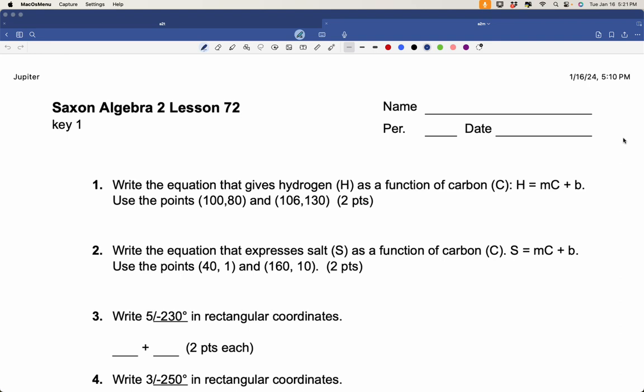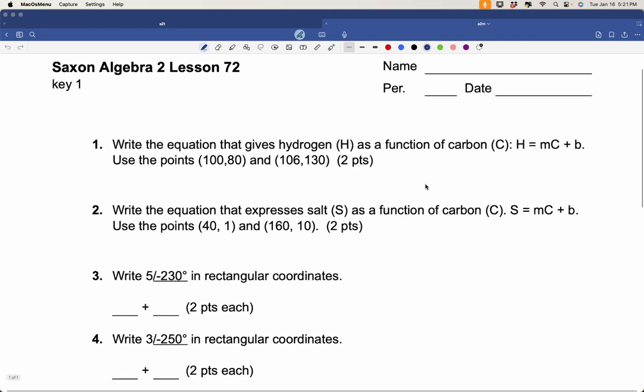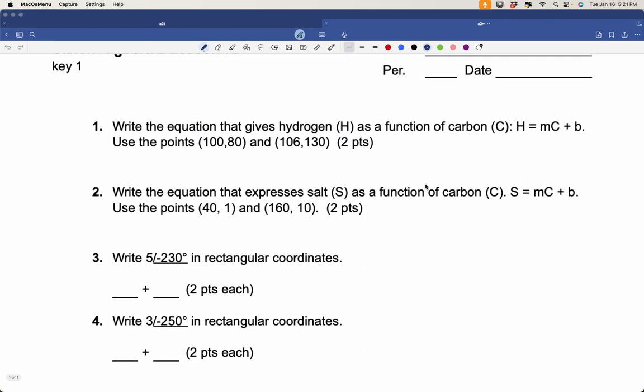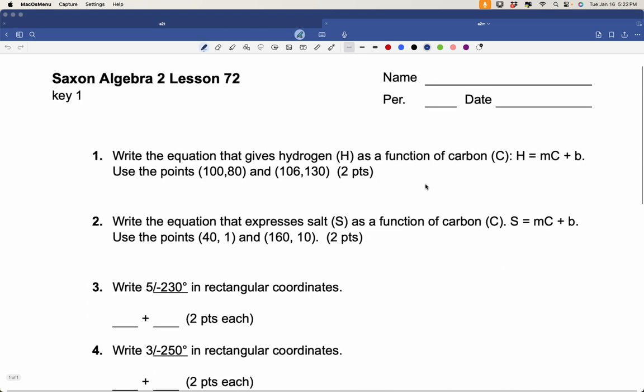So let's look at Lesson 72. We only had 4 problems, but they were all doozies. They were hard. So let's look at number 1. We were supposed to write the equation that gives hydrogen as a function of carbon. So hydrogen as a function of carbon would be slope times carbon plus B.